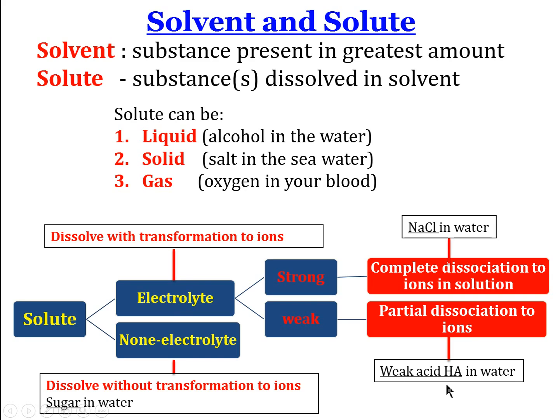Consider the example of the weak acid HA. HA in water will dissociate to A minus and H3O plus, and this dissociation proceeds till the equilibrium. So 1 mole of HA would not form 1 mole of A minus or 1 mole of H3O plus, it will form less than 1 mole. So the dissociation of HA in water is partial, and HA in this case is called a weak electrolyte.